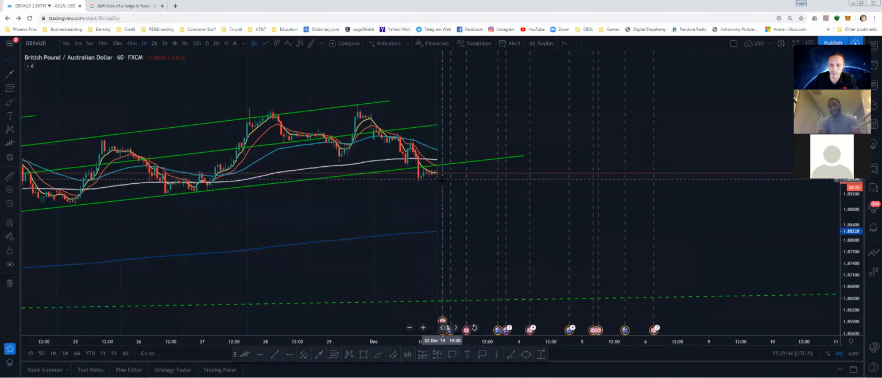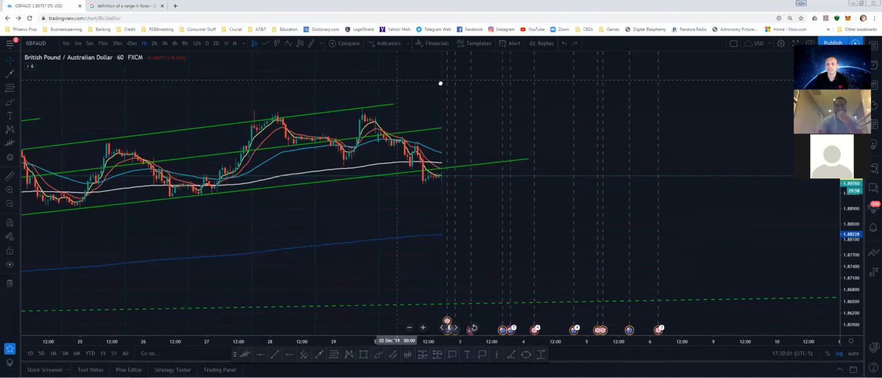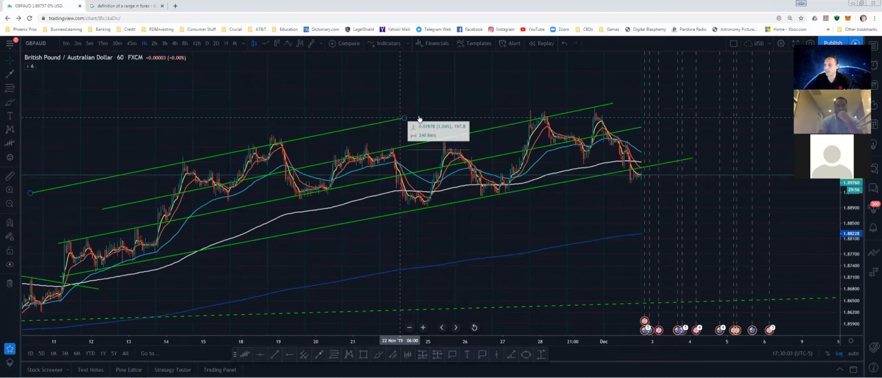I do like how it's curving right now for a second leg. One leg, two leg. But I'm not confident in it. If it wasn't December, I would say yes.